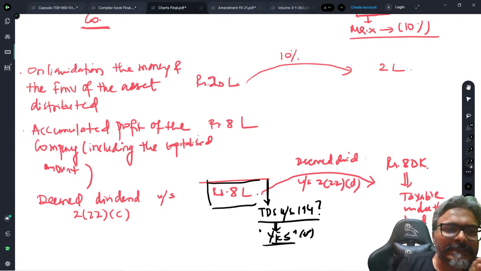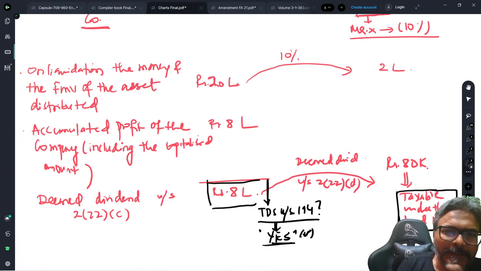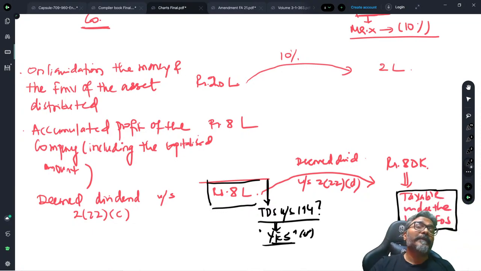So this is a case study, students, as far as the dividend taxation is concerned. Dividend, again I'm repeating, is going to be taxed only in the hands of the shareholder. Earlier there was a DDT concept, now it is in the hands of the shareholder. Now, students, there is a capital gains implication as well that needs to be considered over here.